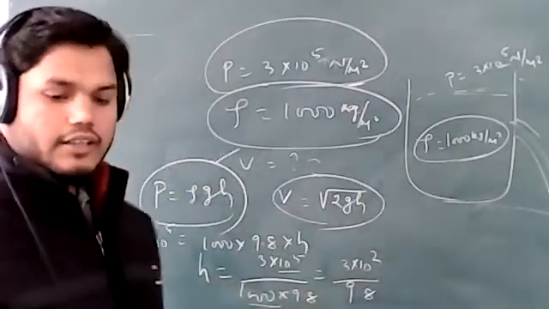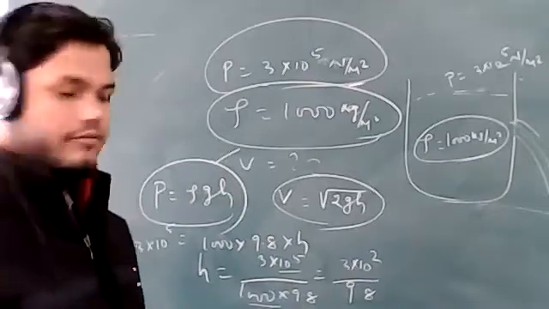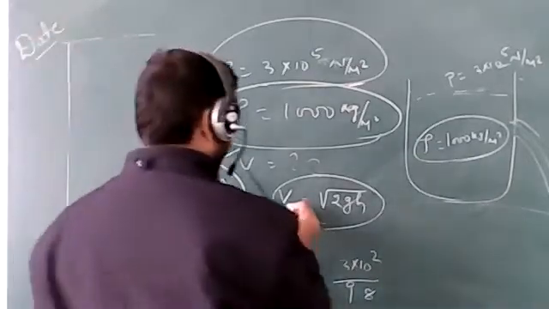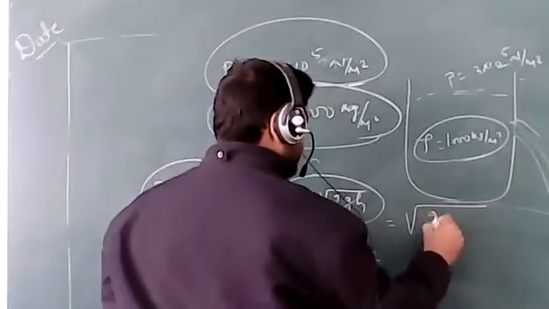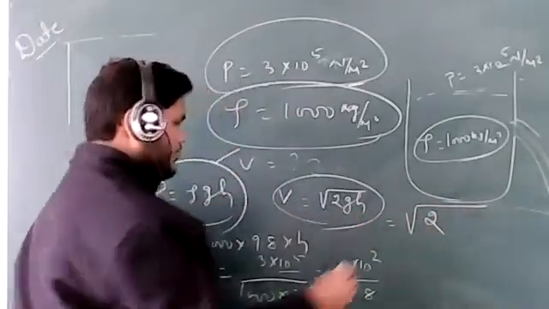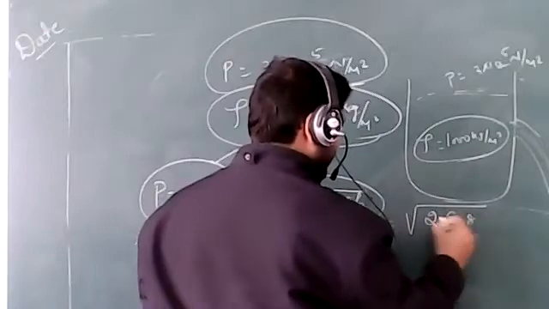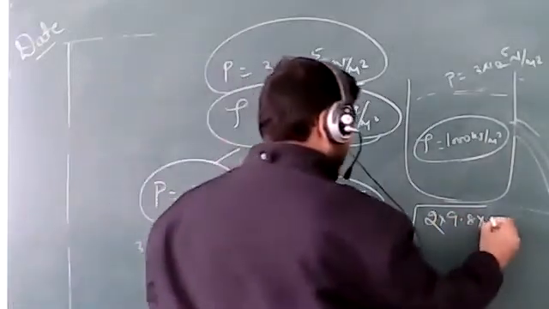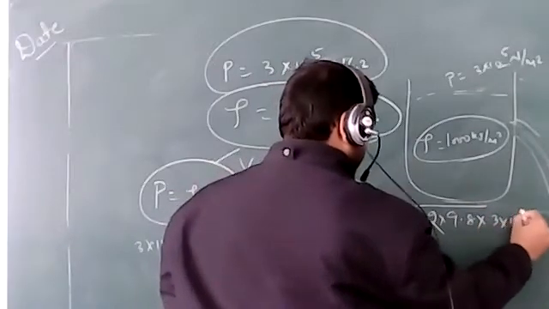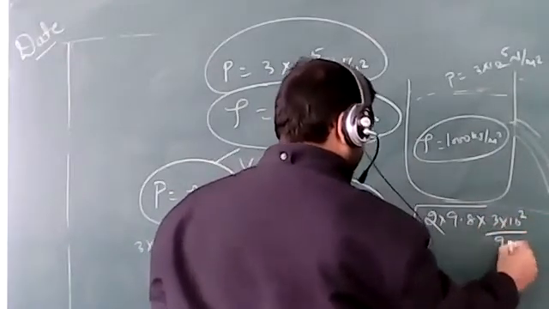Okay, so then you can find out the velocity of efflux. The question is asking to find out the velocity. So you just put the formula root over of 2 into gh. G means 9.8 into h. H is how much? H is this much, that means 3 into 10 to the power 2 divided by 9.8.